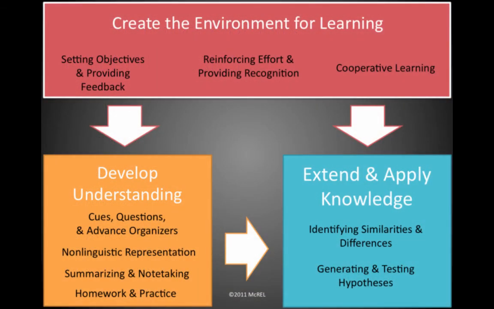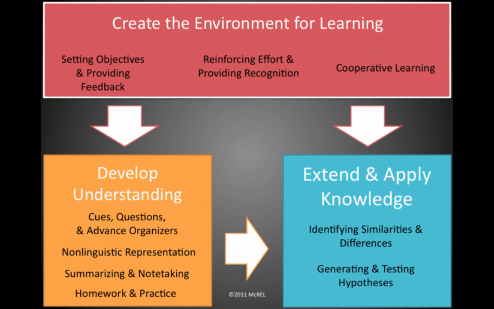So we've now looked at the three elements important for creating the environment for learning. Setting objectives and providing feedback was first, making it plain what the students are to learn and giving them appropriate feedback on how well they're achieving those objectives. Second, we looked at encouraging and reinforcing their effort and providing recognition when they do give appropriate effort. And finally, we saw how cooperative learning is an important tool in our classroom environment.